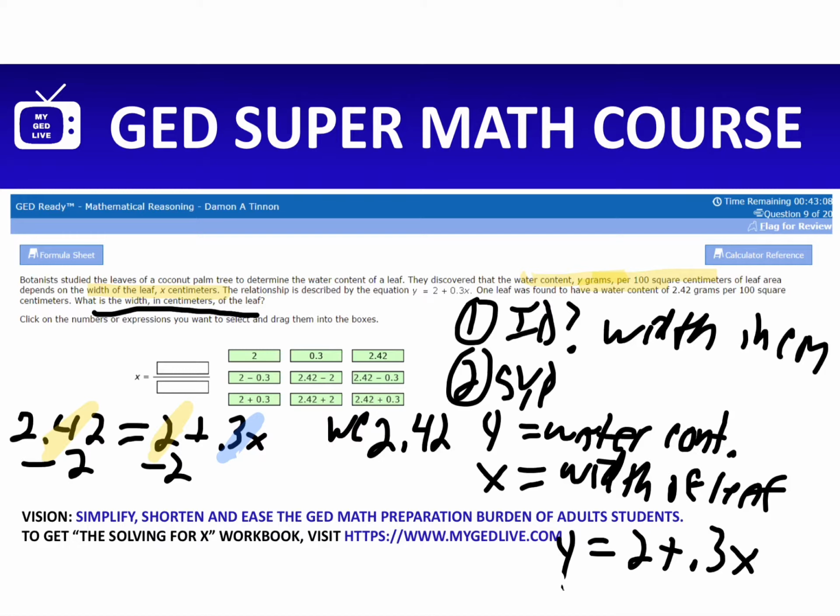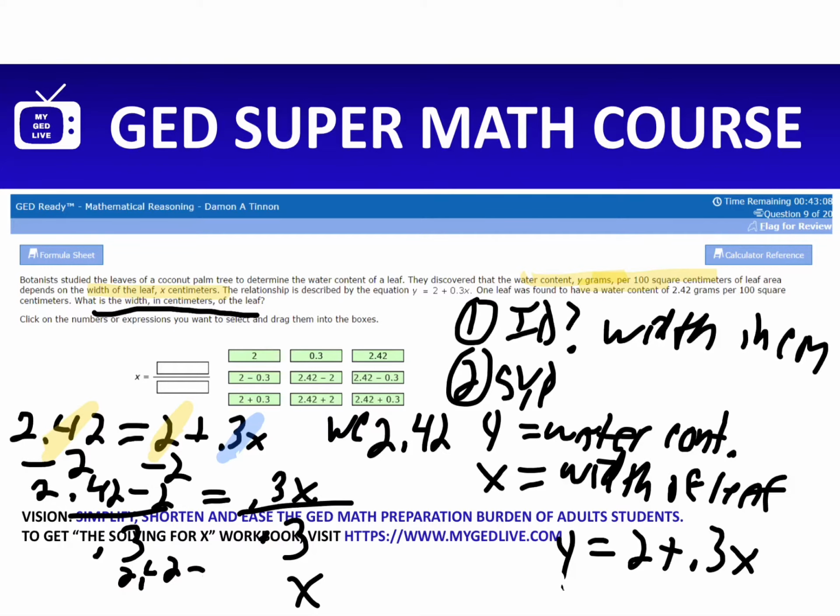And so now we have 2.42 minus 2 is equal to 0.3x, and then we're just going to divide each side by 0.3, and so x would equal 2.42 minus 2 divided by 0.3. Okay, and that will go under there.